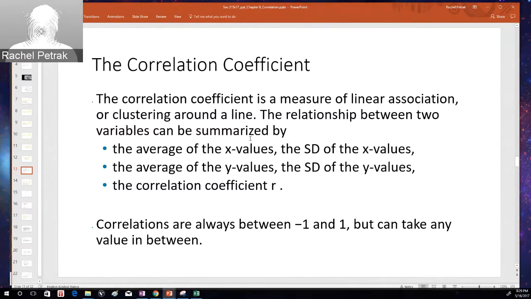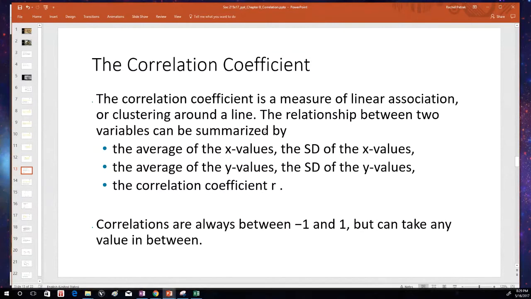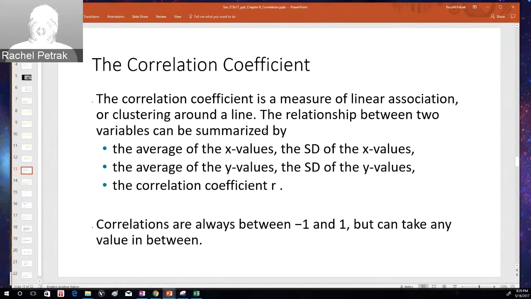And then you'll see we will also learn how to decide if the correlation is statistically significant. And this is going to be an important thing. So that statistical significance is going to tell us if that correlation is strong enough for us to draw valid conclusions based on the data observed. It's important to remember that correlations are always between -1 and 1, but they could be any value in between.